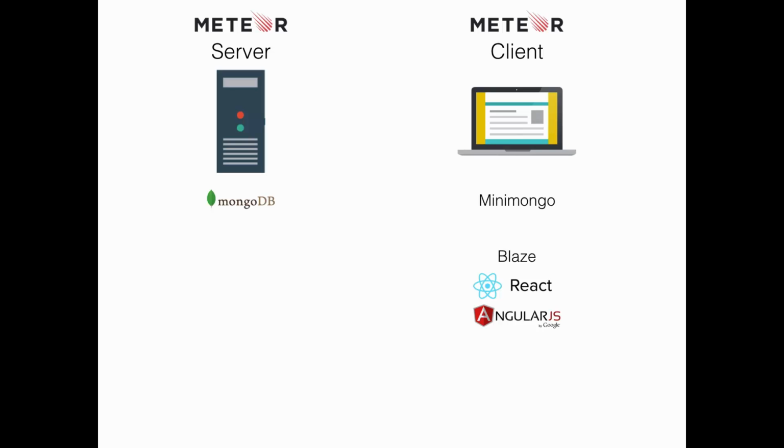React is a UI framework built by Facebook, and they use it on Facebook.com and Instagram. And Angular.js is a UI framework built by Google, which they use on some of their products. And actually in our advanced tutorials, we'll be using React because it's more mature and has more features than Blaze, so it's better for larger apps.